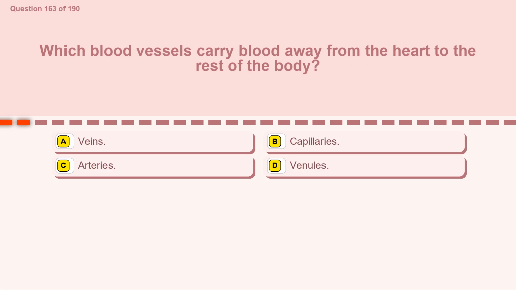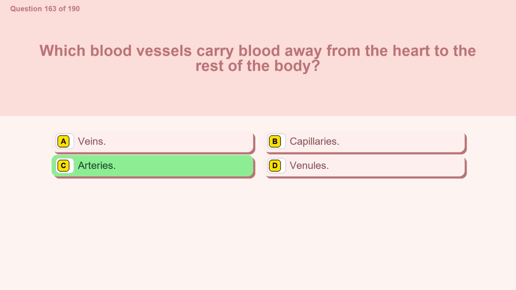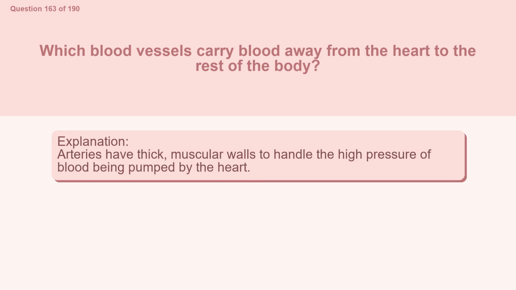Question 163. Which blood vessels carry blood away from the heart to the rest of the body? Option A, veins. Option B, capillaries. Option C, arteries. Option D, venules. The correct answer is option C, arteries. Arteries have thick, muscular walls to handle the high pressure of blood being pumped by the heart.